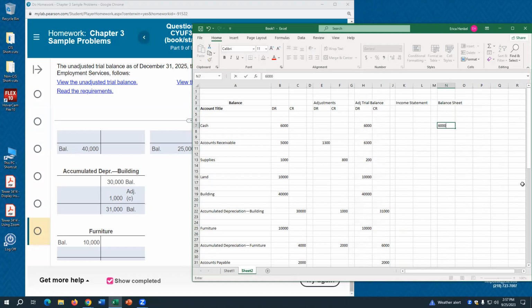So 6,000 in the debit column. I'm going to label these again. And then we had 6,300, 200, 10,000, 40,000, and the income statement and balance sheet columns should be easy. You should be able to just carry stuff over. All right. Okay, so accumulated depreciation furniture. Make sure you go on the other side, because accumulated depreciation is a credit column.